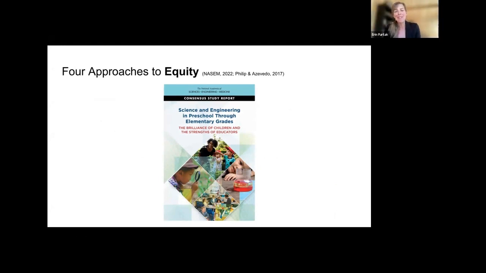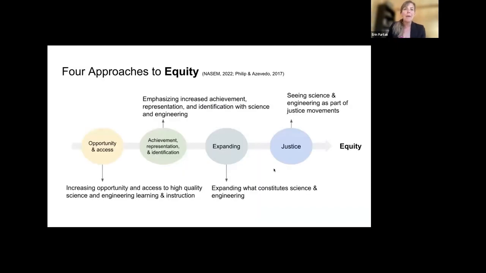So we would like to point to the recent National Academies of Sciences, Engineering, and Medicine report, Science and Engineering in Preschool through Elementary Grades, which has this amazing subtitle, The Brilliance of Children and the Strengths of Educators, as our touchpoint for how we want to think about equity in our presentation today. The National Academies adapted these approaches to equity from Philip and Azevedo's work in 2017, and they articulate four approaches that Hosan and I are going to use to locate and talk about our work in the presentation today.